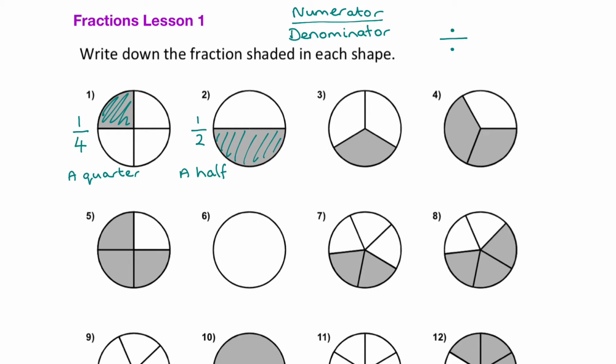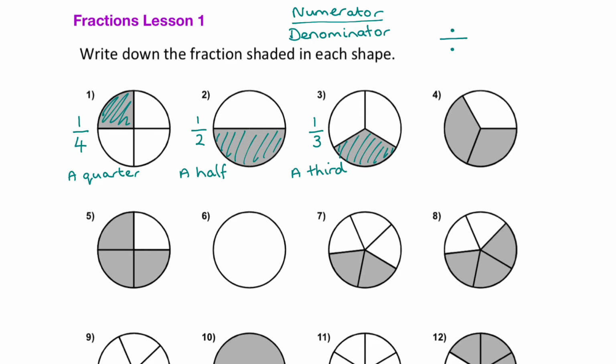Okay. The next circle is split into 3 equal pieces. So we're going to have a 3 on the bottom, in the denominator of the fraction. And then we can see we've got one of these pieces shaded, so a 1 on the top. And 1 over 3 is called a third.